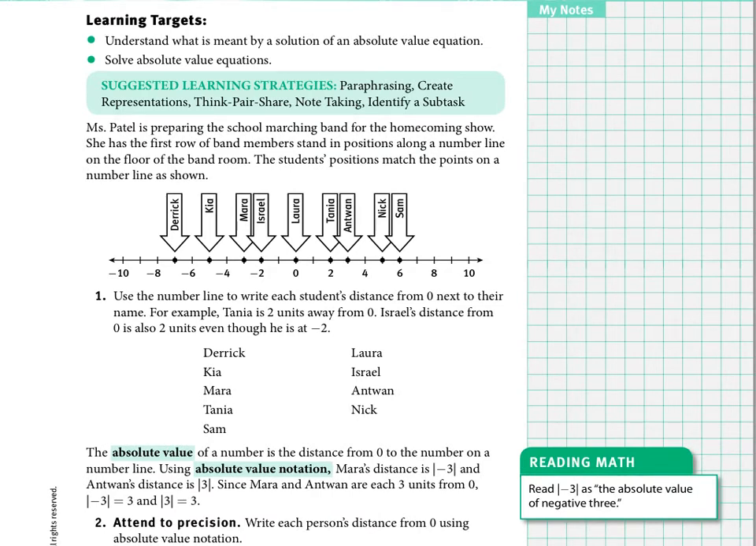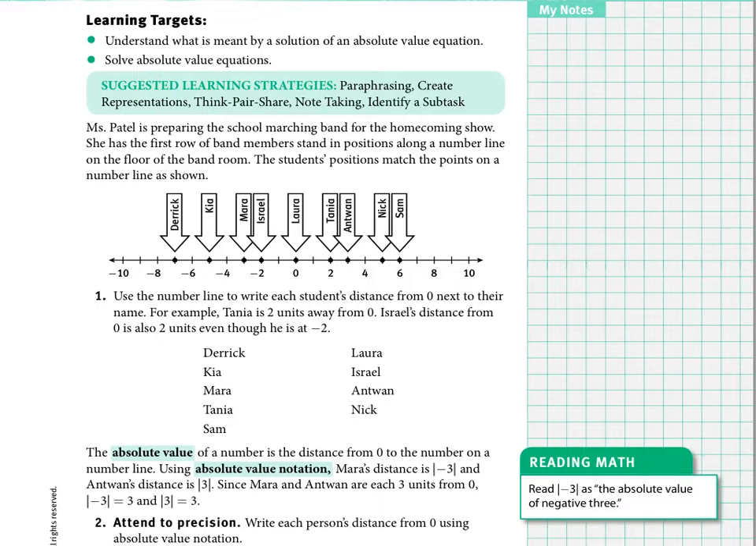Now, today we're going to talk about what absolute value is and what it means, and then also how to solve absolute value equations. So, first of all, let's talk about what absolute value is. You're given a problem here. It says Miss Patel is preparing the school marching band for a homecoming show. She has the first row of band members stand in positions along a number line on the floor of the band room. The students' positions match the points on the number line as shown.